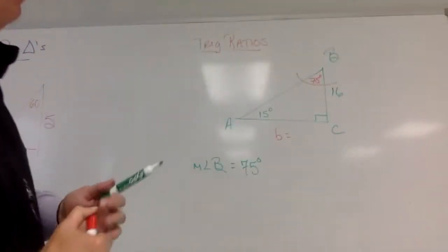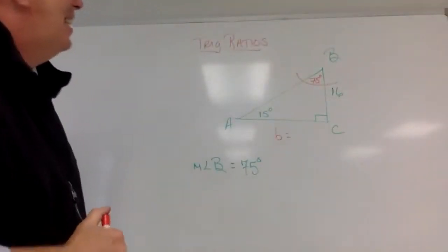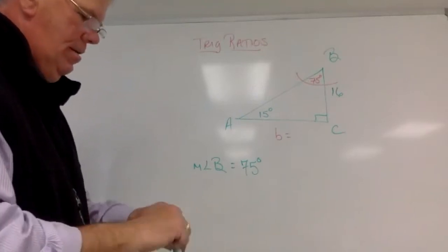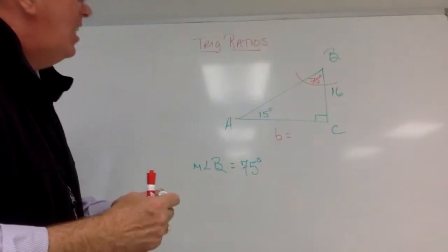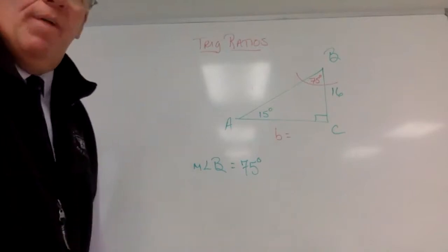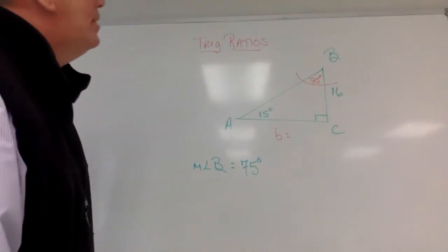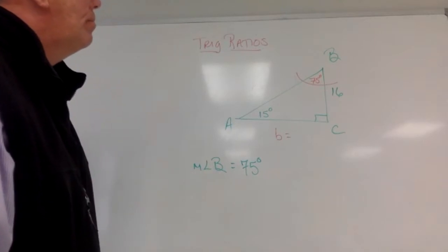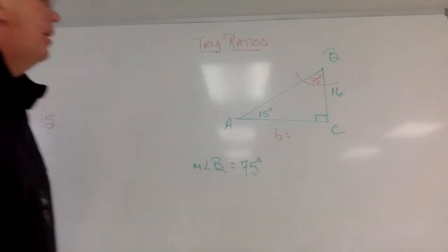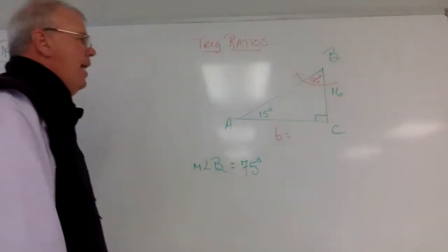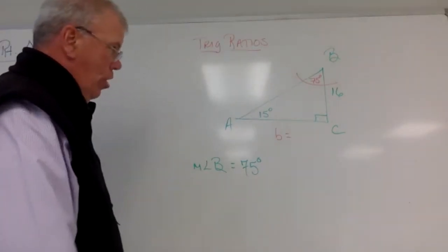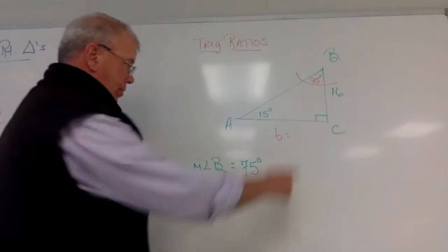Which one do you want to find first, side B or side C? It's up to you guys. Let's find B. All righty. What are we going to use? What do you think the easiest one to use is?